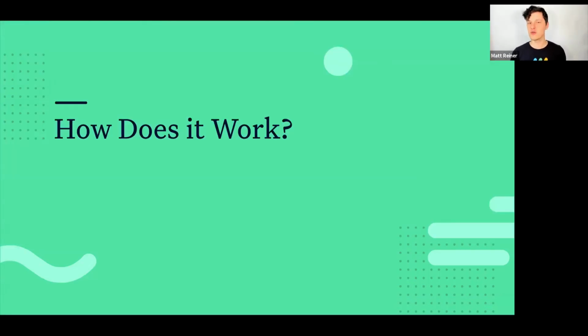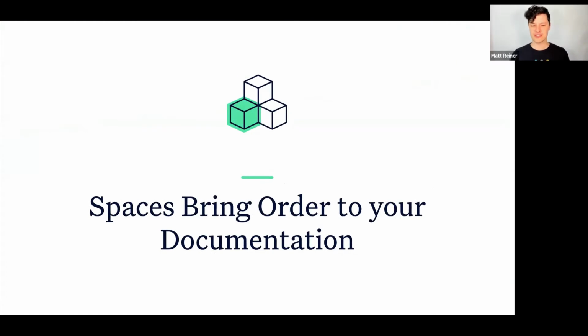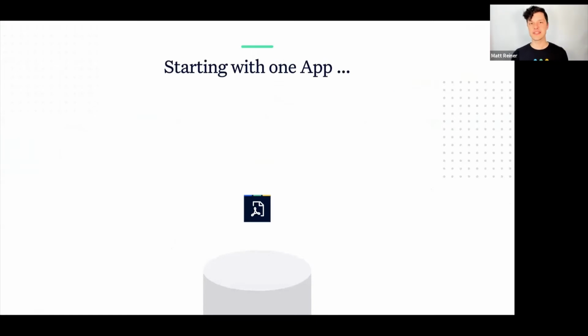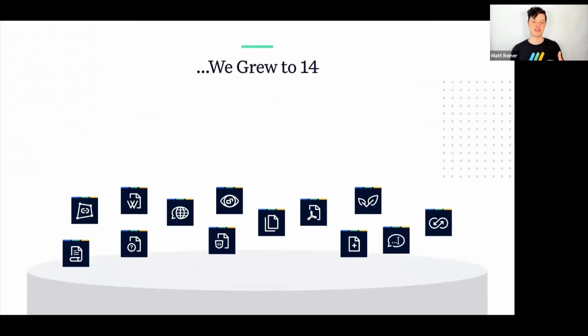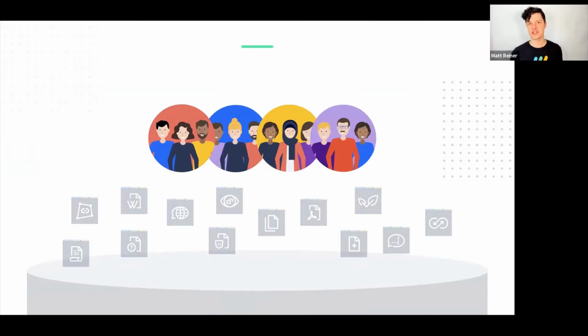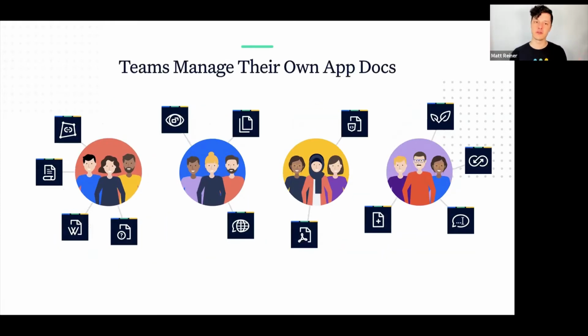So how does it work? How do we use Confluence for our help center? Well, first, we use spaces to bring order to our content. Spaces exist in Confluence to group content together with meaning. So here's how we do ours. We started with a single app, right? And we grew that to a lot of apps. And then we started with just one team of 2 people, and we grew that to 4 teams with multiple people each. Now, each team is responsible for multiple of our apps.